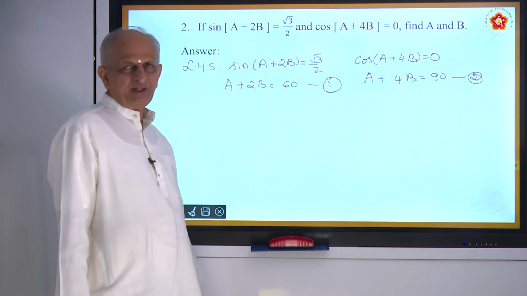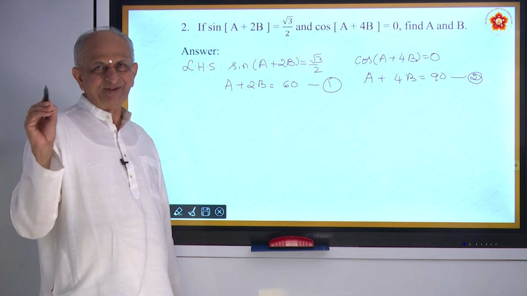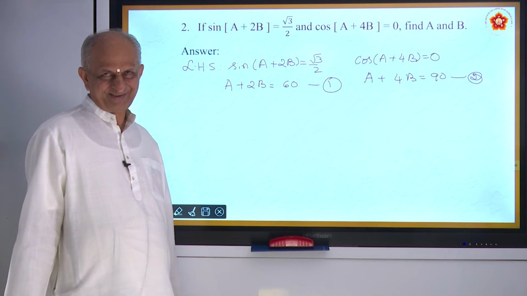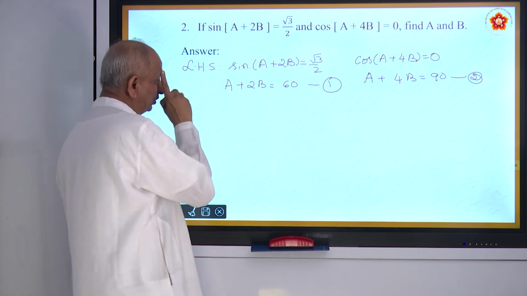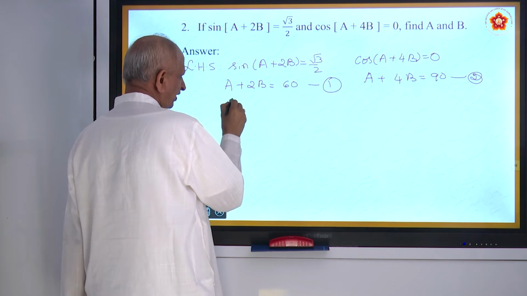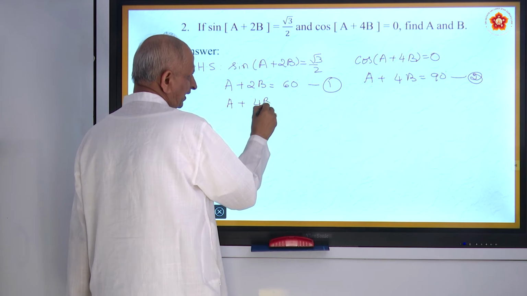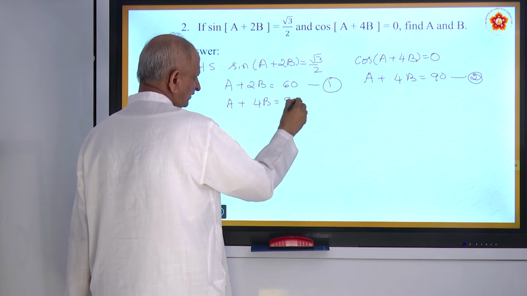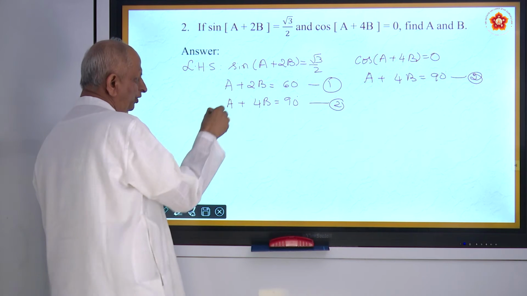What type of equations are they? They are called simultaneous equations, is it not? Linear equations in two variables. Now we will try to solve them. So I will bring that here. A plus 4b is equal to 90 degrees. Call it as 2. How to remove A?